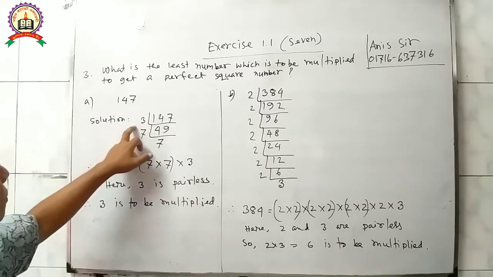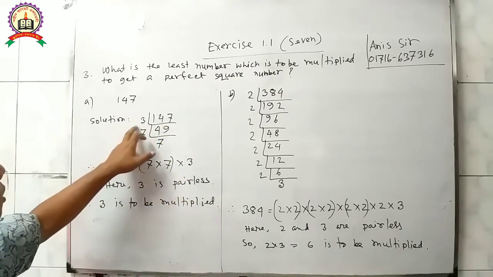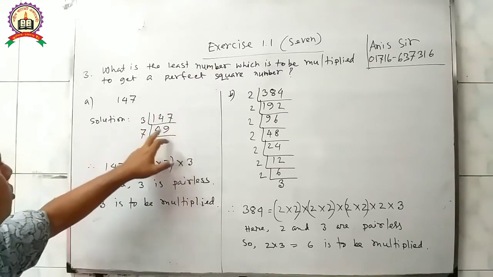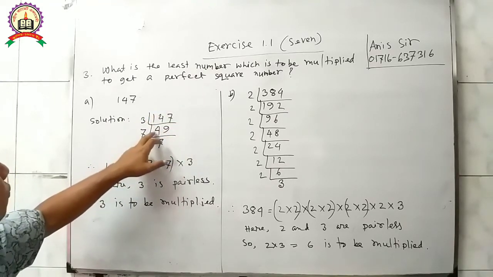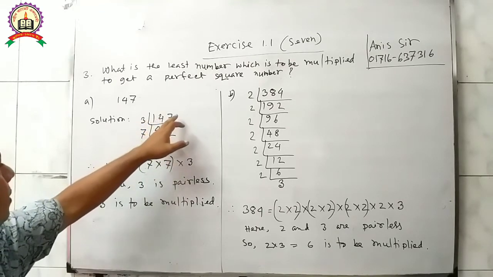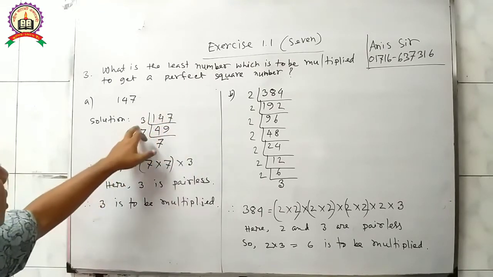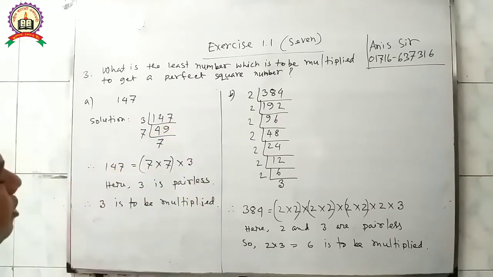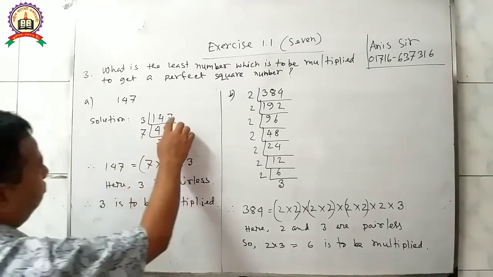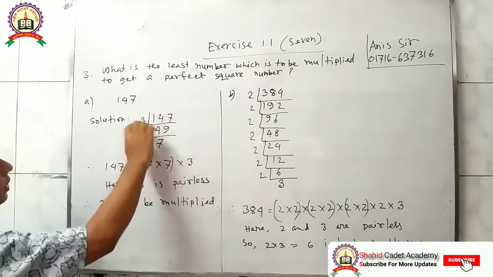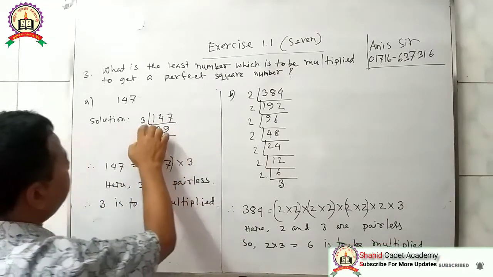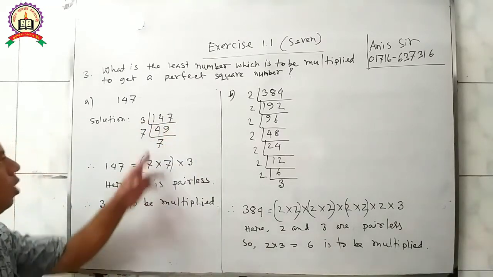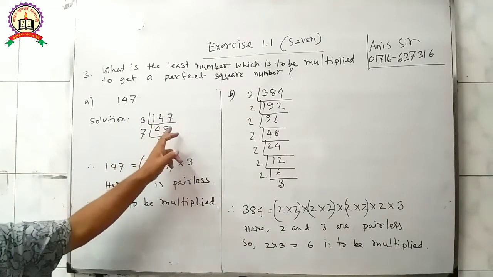3. 3 into 4 equal to 12, we get 2 and 7, 29. 3 times 9, 27 divided by 3, we get 9. So 147 divided by 3, we get 49.